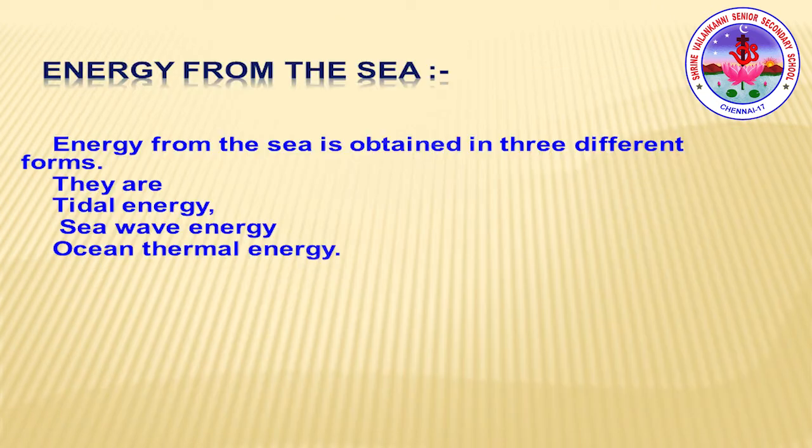So, energy from the sea. Energy from the sea is obtained in three different forms. There are, we can say, tidal energy, sea wave energy and ocean thermal energy. Let us see one by one in detail.